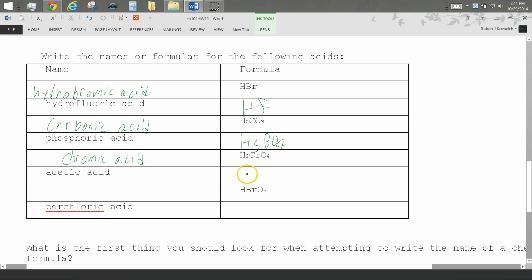And then acetic acid. Yeah. And then or HC2H3O2. Yeah, sure. And then the HBrO3. Which definitely differs from this one up top, right? Bromic and hydrobromic. And then the last one, perchloric. HClO4. Okay, that's good.